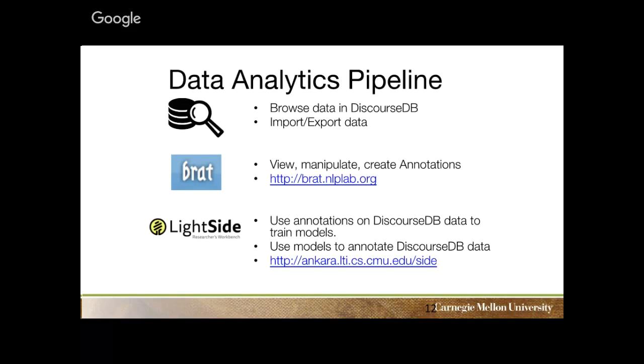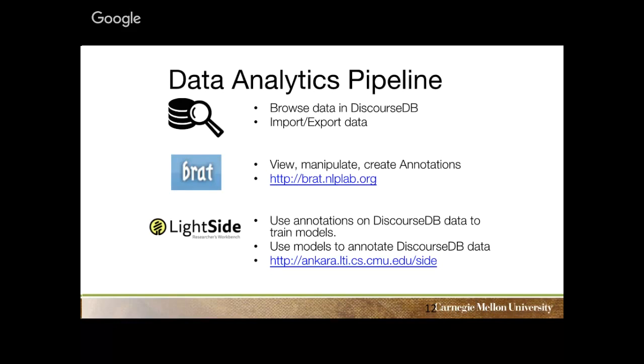So in addition to Discourse DB itself, we have also hooked it up with some tools that allow for the kinds of ways that people want to be able to engage with their data. In particular, we can export from Discourse DB into an annotation tool called BRAT. It's just one form of annotation tool that's already connected up to Discourse DB, but if you had a different annotation tool, it wouldn't be hard to customize that export and import process so that you could use a different annotation tool if that was more comfortable for you.